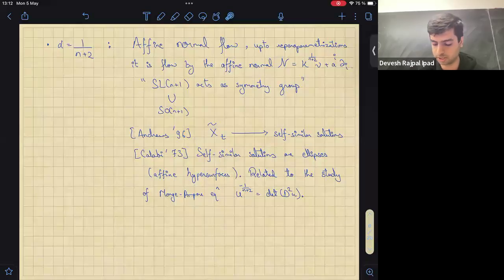You can define an affine normal using this formula, where the coefficients will also depend on other curvature quantities. But the property of this vector is that it is invariant under affine transformations, that is, under the action of SL(n+1). So for this particular exponent, our flow will also be invariant under SL(n+1) transformations. So it's like SL(n+1) is acting as a symmetry group instead of SO(n+1), which is what we are used to in Euclidean geometry.